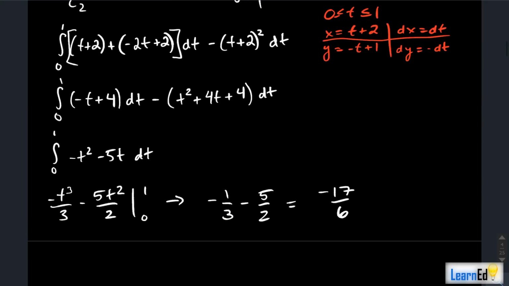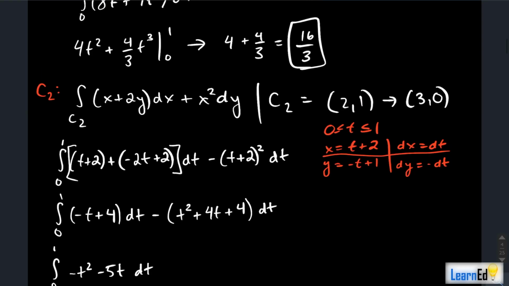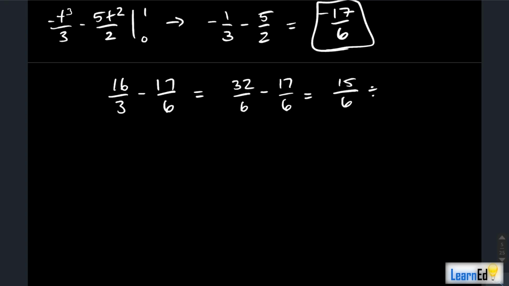Okay? Combining that with our previous answer that we got in C1, 16 over 3 minus 17 over 6, which is just going to be equal to the whole integral over C, is just going to be 32 over 6 minus 17 over 6, which is 15 over 6, and you get 5 halves.